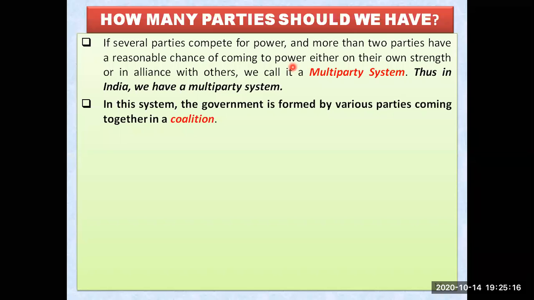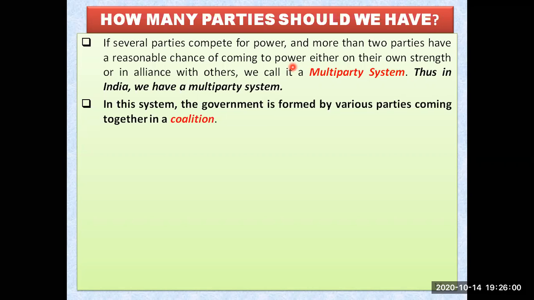And more than two parties will have a fair chance of coming to power, either by their own, such as we have seen in India, where BJP party has won the election by their own, without any help of any other party, or in that country some parties can really make one alliance, can join together, can merge together, and they can contest the election. So in that case, we call it a multi-party system. If there are several parties in the election. Thus, in India, we have a multi-party system.